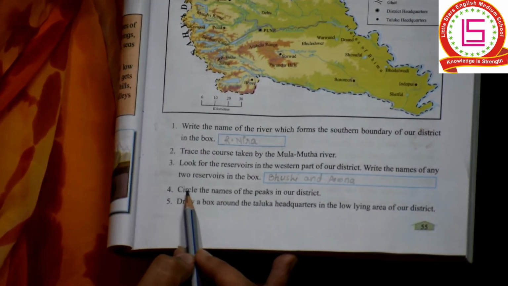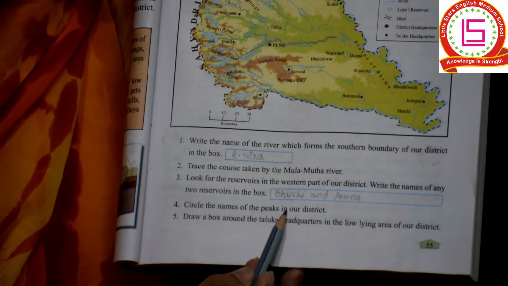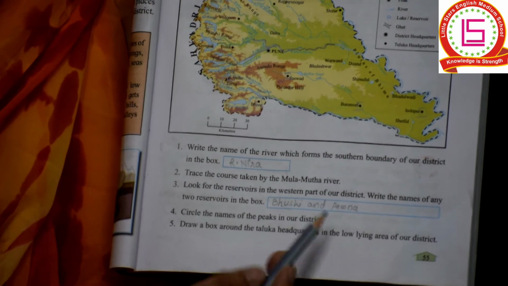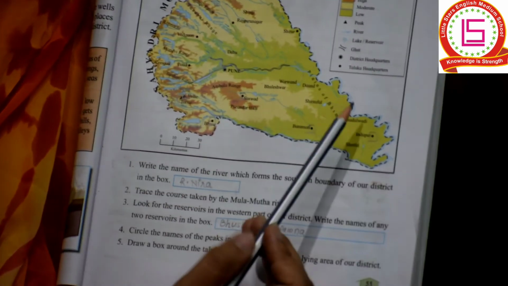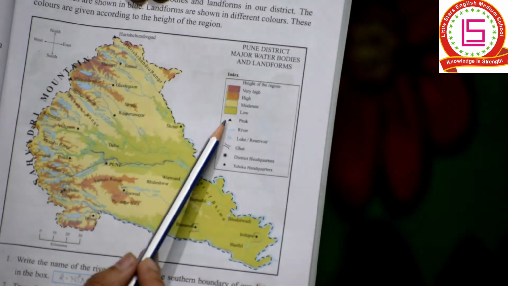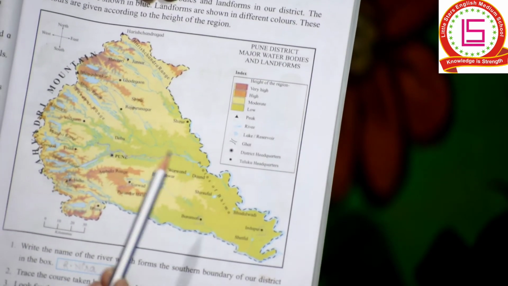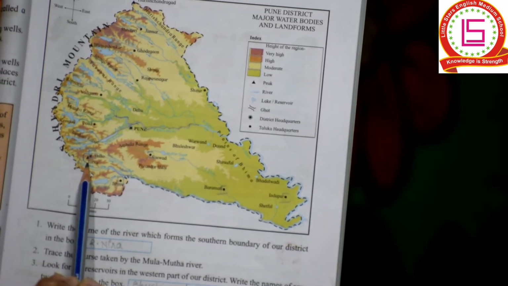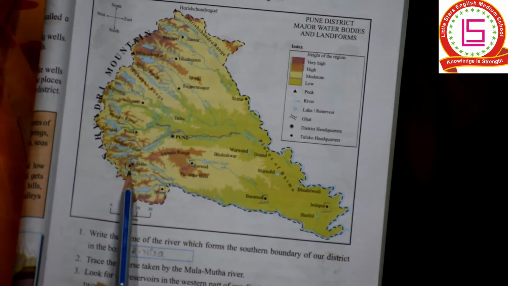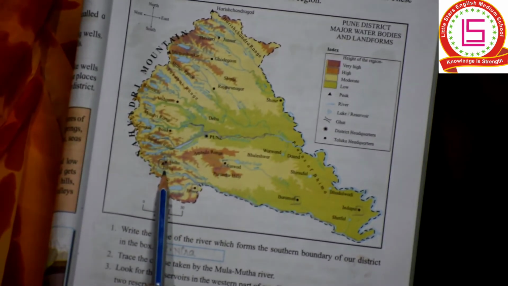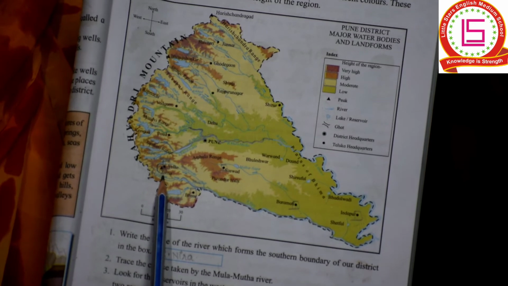Next, circle the names of the peaks in the district. This is the symbol for a peak. You have to find this symbol in our district. You can see here in the southwestern part, in the west and the south, Torna, which is the peak.